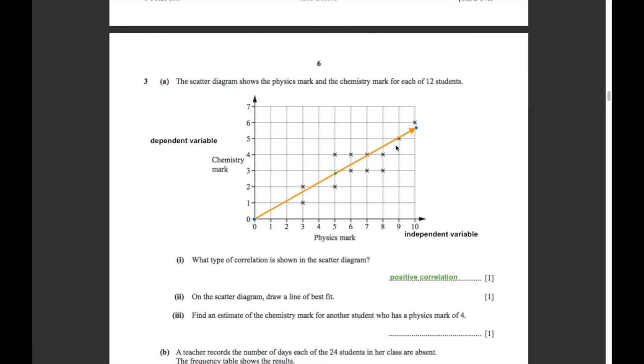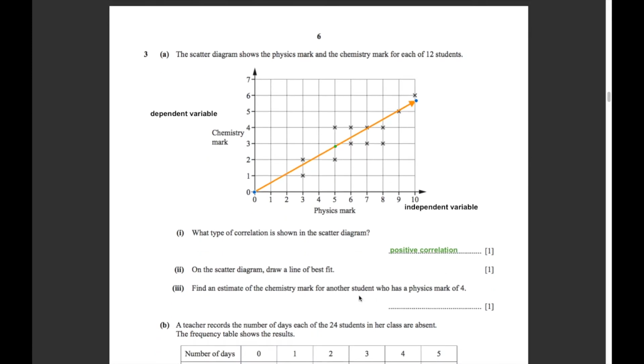In this case, I was able to get only 2, and basically try to get an almost equal number of points on each side. So we have here 4, so 1, 2, 3, 4, and then we have 5 that aren't in the line, which is almost even. So find an estimate of the chemistry mark for another student who has a physics mark of 4. So basically the student has a physics mark of 4, we go up, it's around 2, and teachers don't really give you 0.1 point something, so in this case we're just going to say 2, and we're going to stick with that.